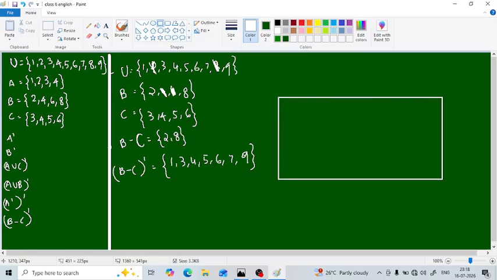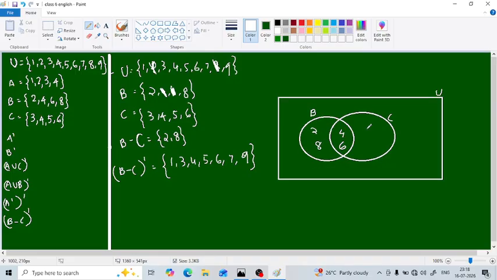This is our universal set and we need two sets, isn't it? One B as well as a C is also needed, right? One C. So this forms our universal set. I am taking this as B and this as C. What are the elements that are present in both? 4 and 6 are present in both, so we can write 4 and 6 in this intersection part, and 2, 4, 6, 8 forms our B. Then 3, 4, 5, 6 forms our C.